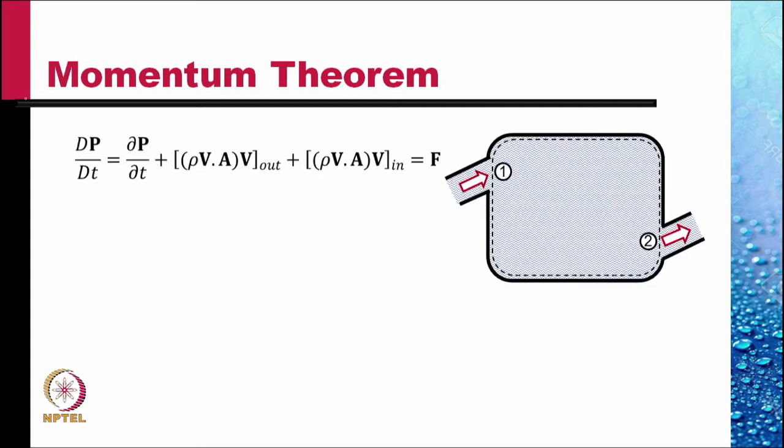In fluids, we use a control volume. And for the control volume, the material rate of change of momentum P would be given by the local rate of change of momentum, ∂P/∂t, plus the net efflux of momentum. In the efflux terms, we have written ρ V·A. ρ V·A is the mass flux at the outlet, and into V, mass flux into velocity, is the momentum.